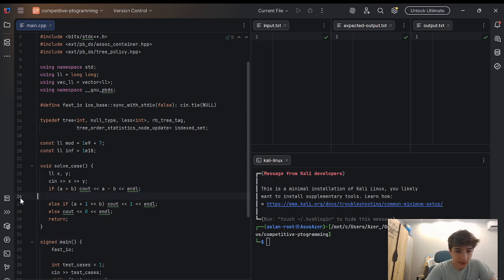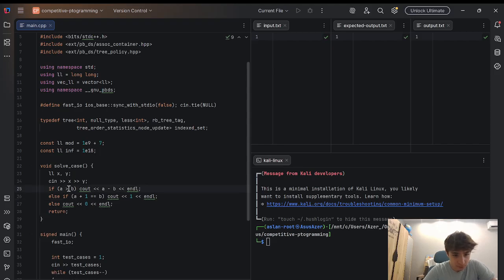I think that to make it easier, I'm going to put this there. Then I have a plus 1 equal to b. That's going to be 2.